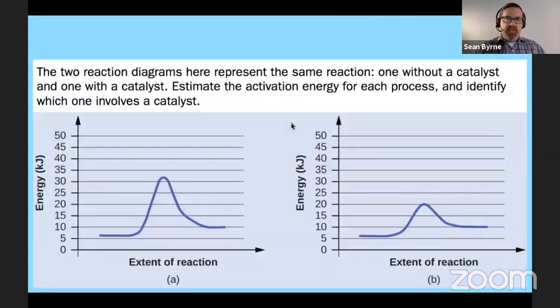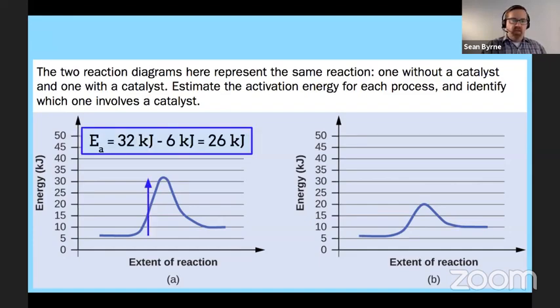Okay, let's look at some quantitative information here. Two reaction diagrams represent the same reaction, one with and without a catalyst. We've separated them out. Estimate the activation energy for each process and identify which one involves a catalyst. So we can look at our activation energy here. We're going to quantify it. I'm going to estimate that we have about 32 minus 6. You can argue with my numbers there, but it's somewhere close to that. And we have activation energy of 26 there.